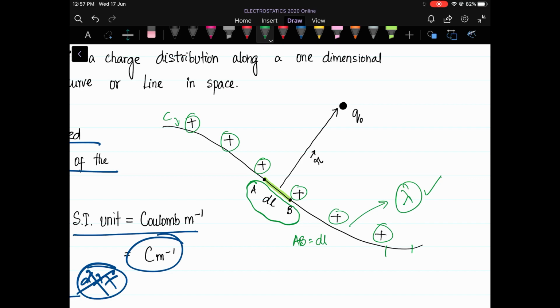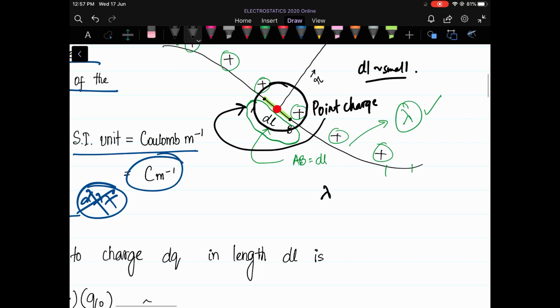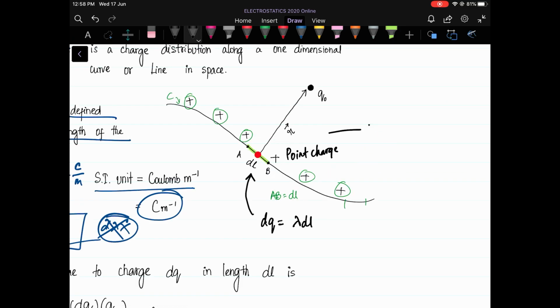Now why we have done is that because this small elemental length that we have taken can be treated like a point for us, because as I told you, the DL that we have taken is very, very small. So small that we can treat it like a point. So now the charge present here in this elemental length of DL can be taken as a point charge. To calculate the charge present in this length DL, we simply multiply the lambda and DL.